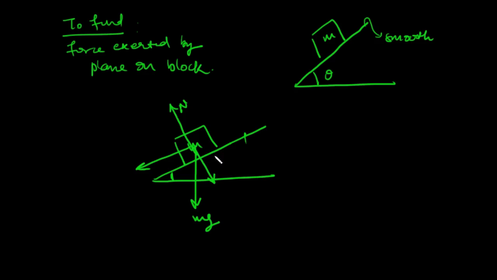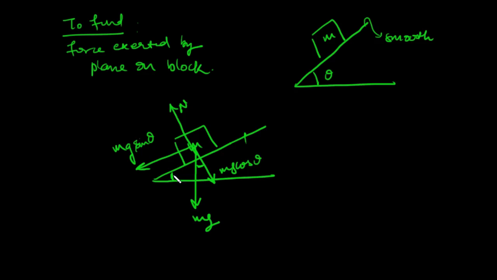Since this is smooth, this means acceleration would be due to this component of gravity. This component is mg sine theta. I have already explained why it comes out as mg sine theta. You can watch my previous videos. This would be mg cos theta.